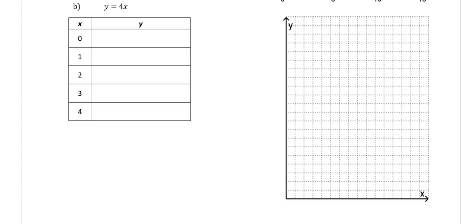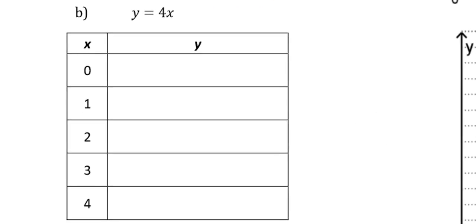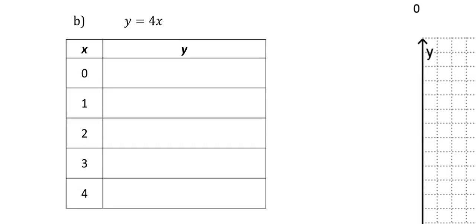Something different about this one. What's different about this one? Kaden? There's no plus thing. See, and this is what we want to start recognizing. When you're looking at a rule, you're looking for those two parts. What's the change and where does it start?